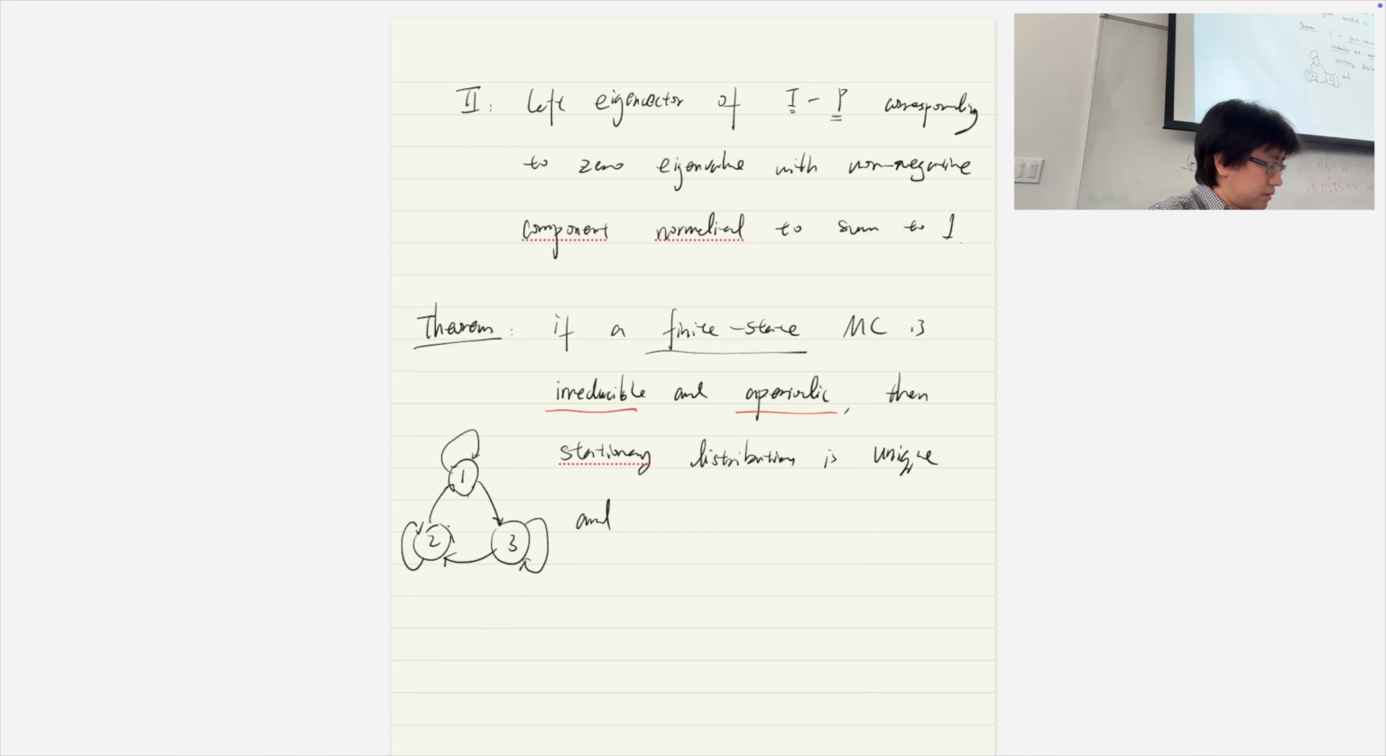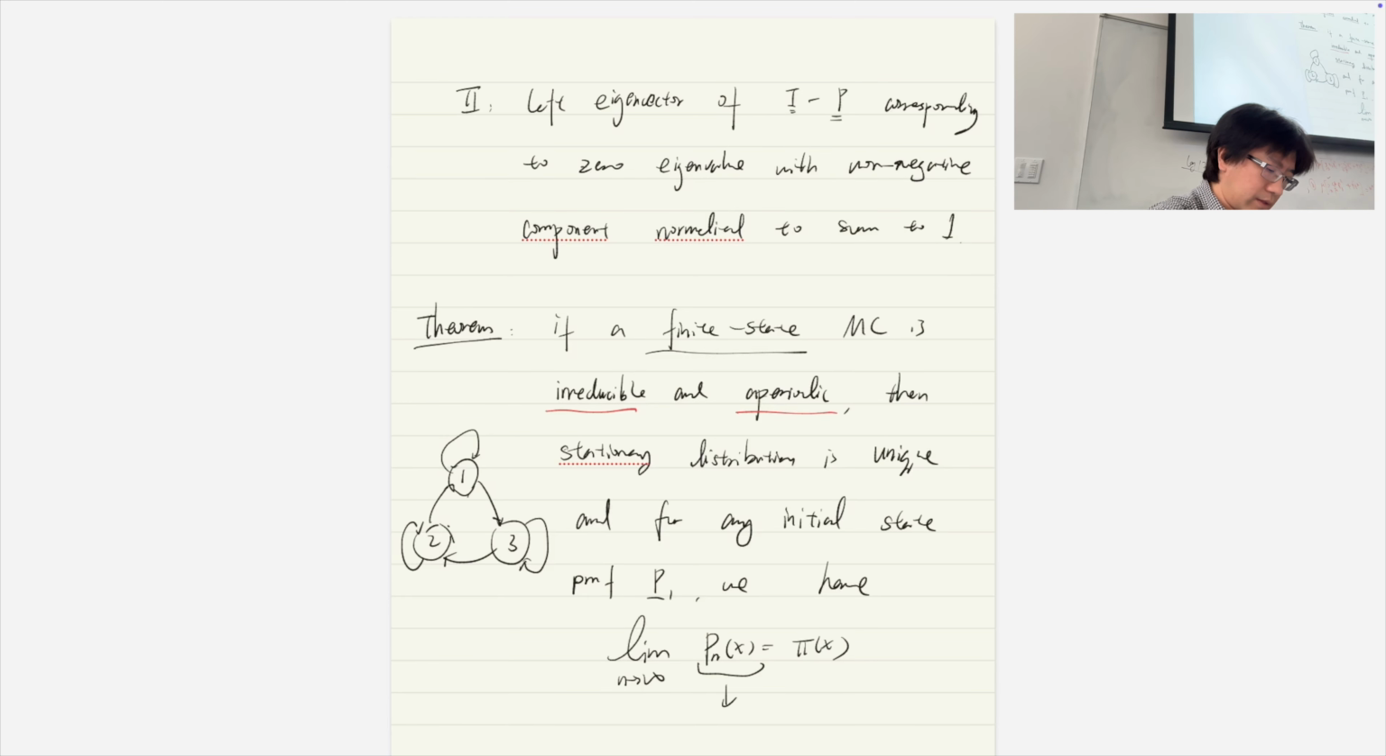Okay, and the stationary distribution is unique, and then for any initial state PMF, P1, we have the following formula. Basically, the limit as n goes to infinity, Pn(x) equals pi(x). So this is nothing but the PMF of Xn.